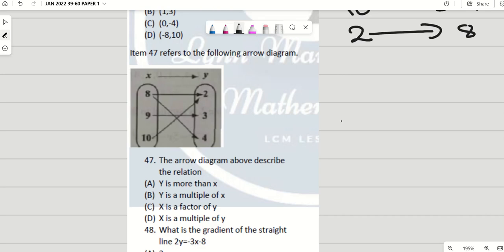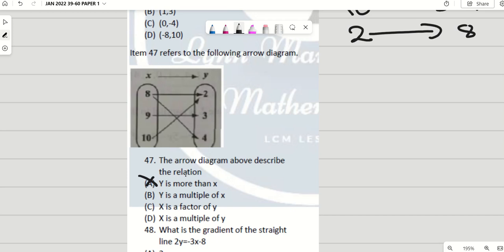Number 47. Number 47 refers to the following arrow diagram. The arrow diagram above describes the relation. So we're going from x to y. They're saying y is more than x. Let's look at this. Is y more than x? No. y is not more than x. y is 2, 3, 4, and x is this. So no. Is y a multiple of x? Let's see, y is a multiple of x.